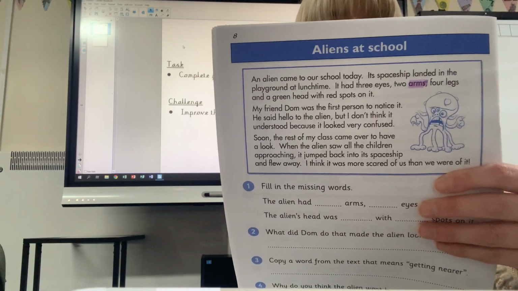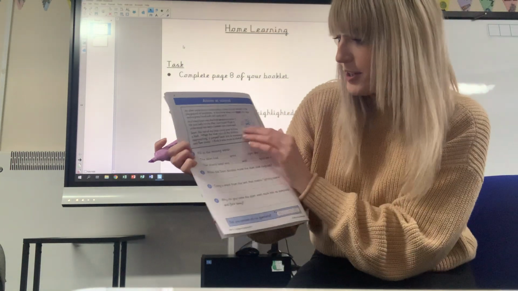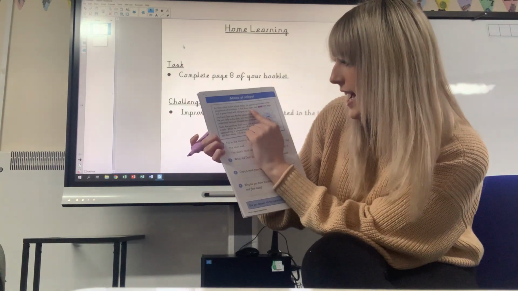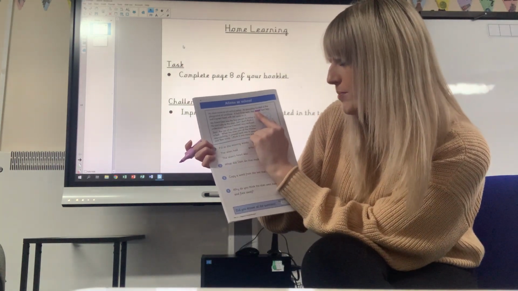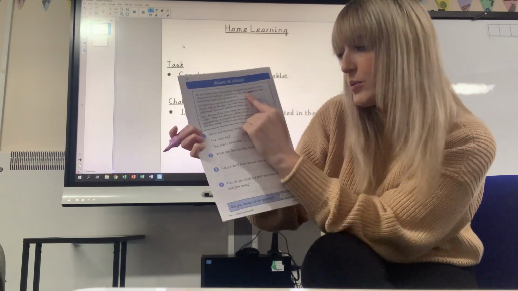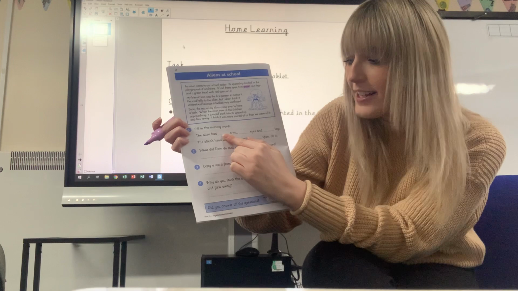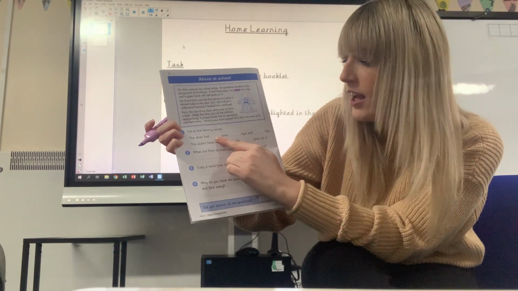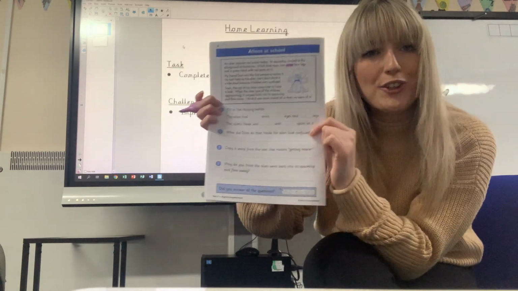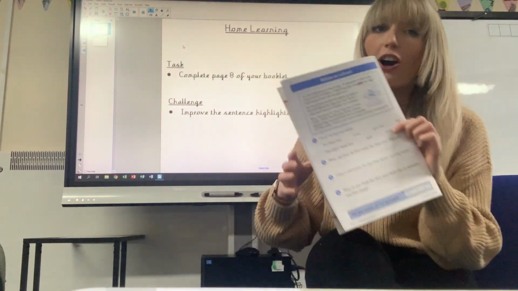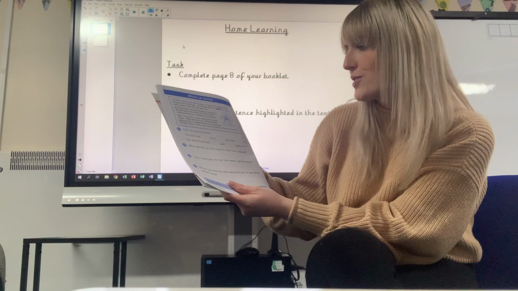And you could do the same, you could colour it in. And I'm going to look at the beginning of the sentence. It had 3 eyes, 2 arms. So the word before arms was 2. So I'm going to copy that into the space there to find the missing word. And you've got lots more to do there for question 1. So use a highlighter or a coloured pen or anything you've got to find those missing words.